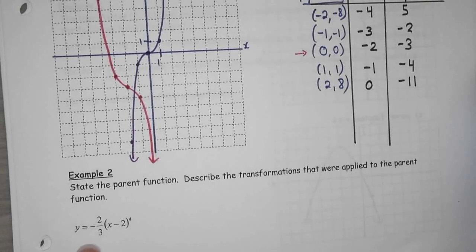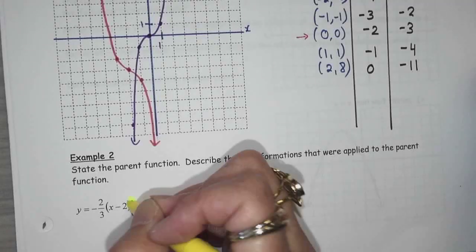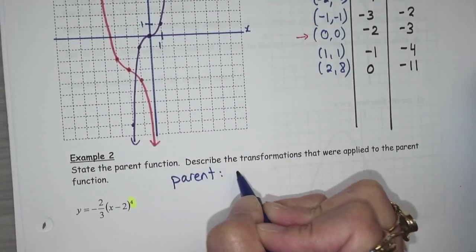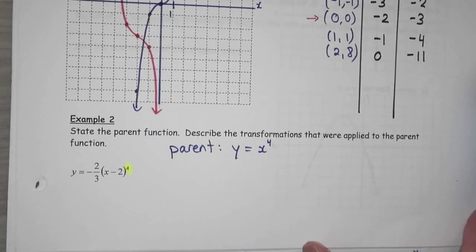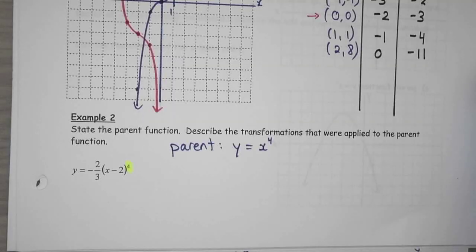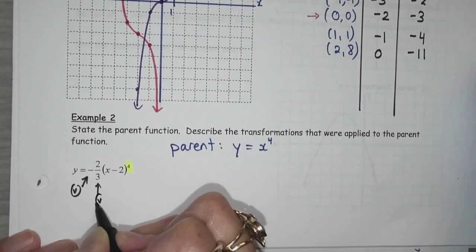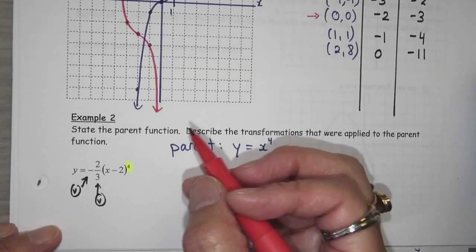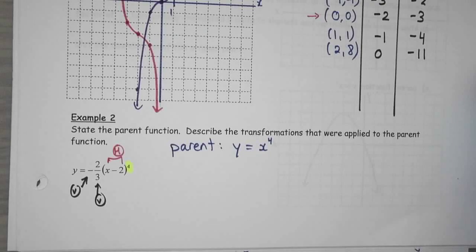Pretty straightforward. State the parent function, and you can see the power of 4 is right there, right? So then you know the parent is y equals x to the 4. Okay. And then again, you're just looking outside and inside. So we've got here the vertical, 1, 2, and then inside here is the horizontal, right? And I only have 1 happening there, and there's nothing to factor.